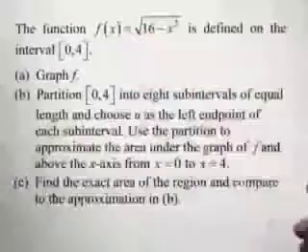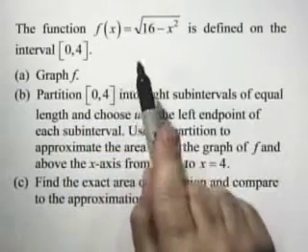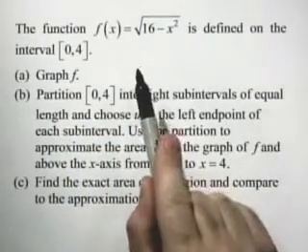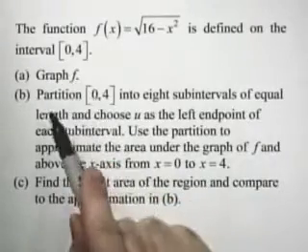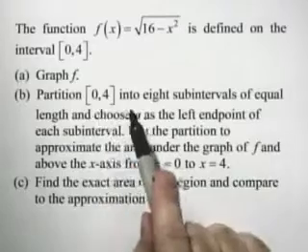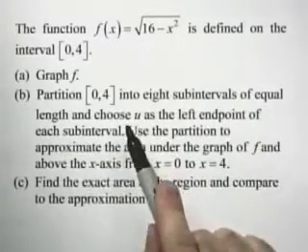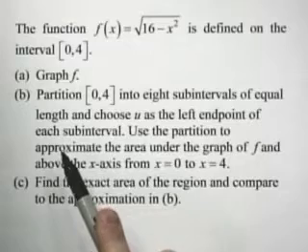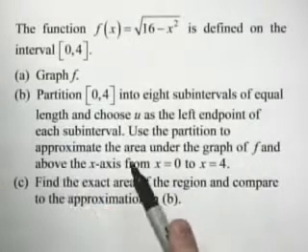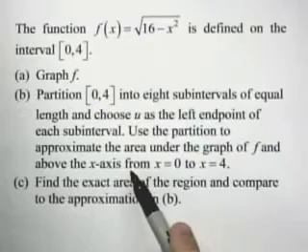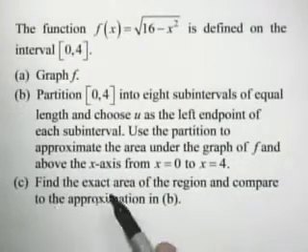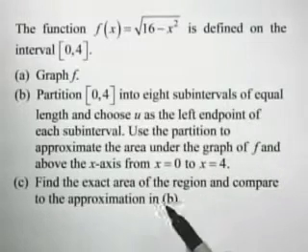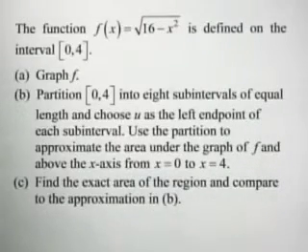In this problem, we're going to approximate the area of a region. The function f of x equals the square root of 16 minus x squared is defined on the interval 0 to 4. We want to graph the function f. We want to partition the interval 0 to 4 into 8 subintervals of equal length and choose u as the left endpoint of each subinterval. Then we'll use our partition to approximate the area under the graph of f and above the x-axis from x equal to 0 to x equal to 4. Then lastly, we'll find the exact area of the region and compare that value to the approximation from part B.